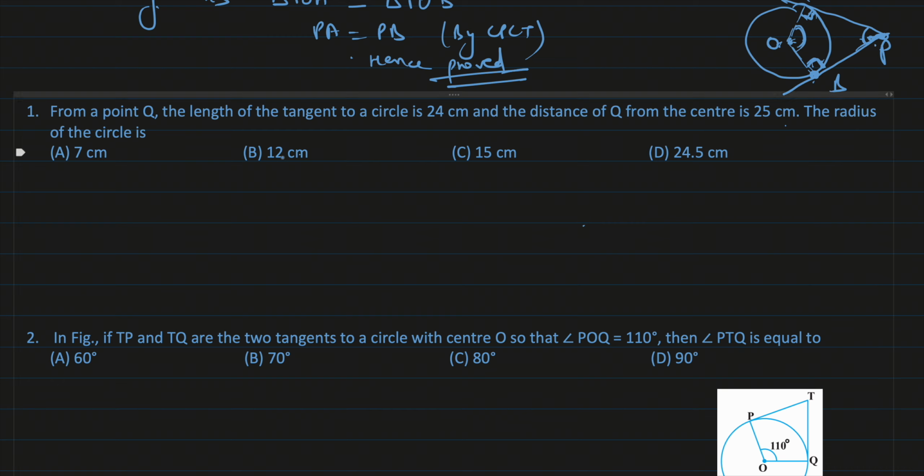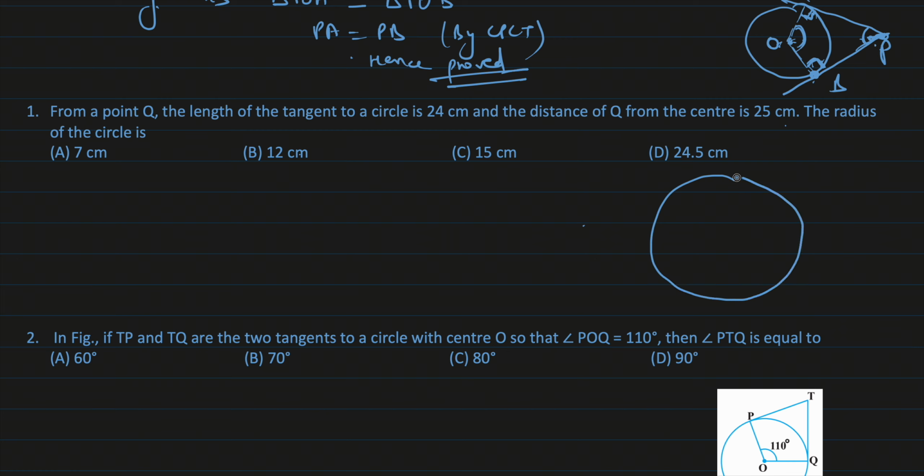This is based on the first theorem that the radius is perpendicular to the tangent, or the tangent is perpendicular to the radius. So there is a point Q and a tangent is being drawn from that point Q. Let's say it meets the circle over here at P, and the distance of Q from the center O is also given to you as 25 centimeter. The length of the tangent is given as 24 centimeter. You have to find the radius. I hope the figure is clear, students.